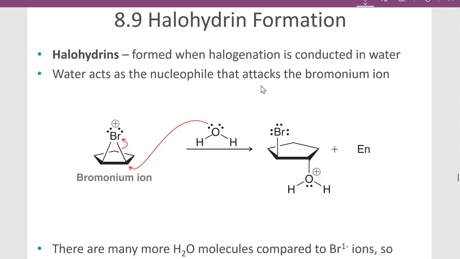Water is acting as a nucleophile instead of the bromide or chloride ion to open that bromonium ion, the three-membered ring that's formed. Once we form the three-membered ring, the water, instead of the chlorine or bromine, acts as a nucleophile to open the ring. For the overall reaction, we're taking a molecule that has a double bond, for example, one like this.